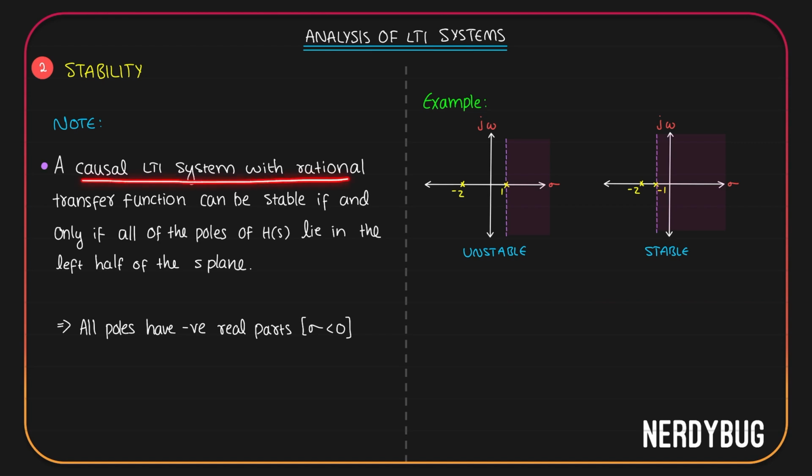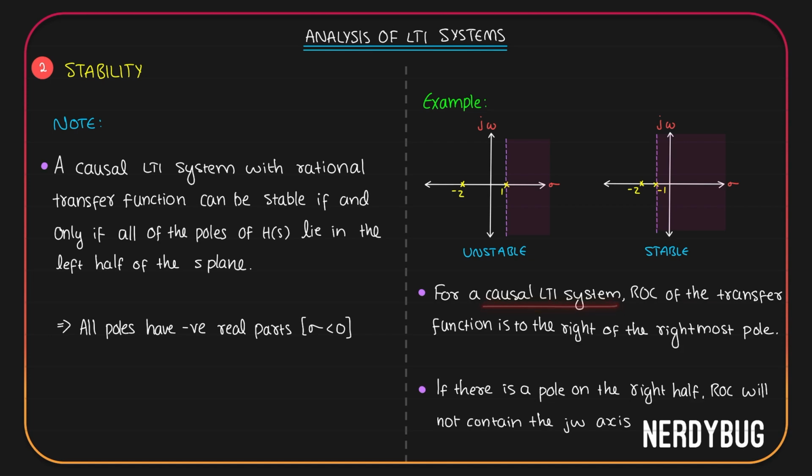A causal LTI system with rational transfer function can be stable if and only if all the poles lie in the left half of the S plane, like we can see over here. And consequently, since they are all on the left side, their real parts are going to be negative, like -2 and -1. Let us note this down. For a causal LTI system, the ROC of the transfer function is to the right of the rightmost pole. So if there is a pole on the right half, then the ROC will not contain the j omega axis. And because of that, the system will not be stable.